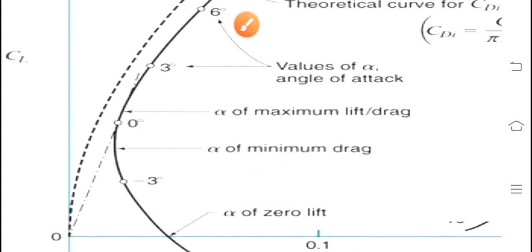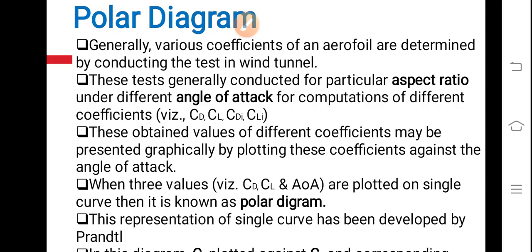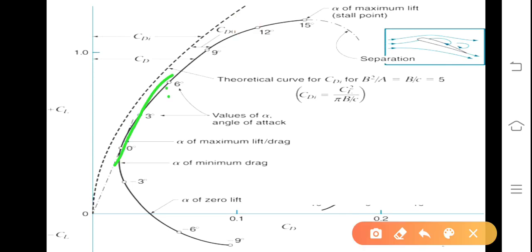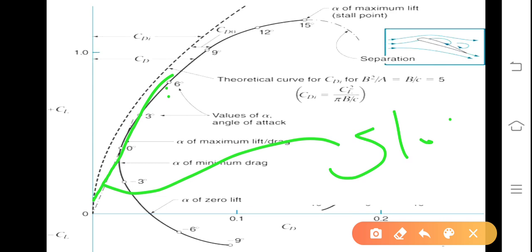Clear? Now, if I want the maximum efficiency of the aerofoil, then it is the tangent drawn to the parabolic curve which joins the origin. See, the tangent is drawn to the peak point and it joins the origin. The slope of the tangent line joining the origin is giving us the maximum efficiency.